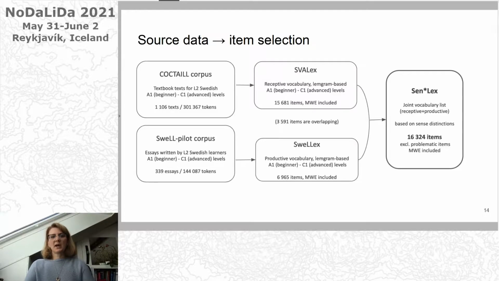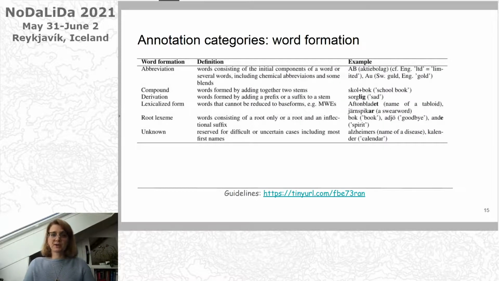We have used several categories for word formation, among others abbreviation, compound, derivation, lexicalized forms, root morphemes and lexemes, and unknown. Lexicalized forms are those that have inflected forms even as base forms, like, for example, Aftonbladet has an inflectional ending, Jens Spikar has an inflectional ending. Unknown ones are very difficult ones to understand how to analyze, and very often we did find a way to link them to one of those more recognized word formation mechanisms, but in certain cases we have left it as unknown.